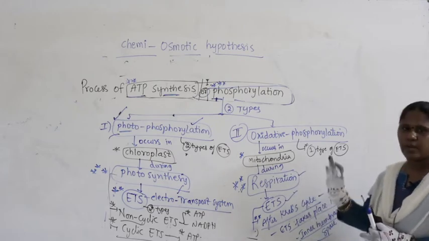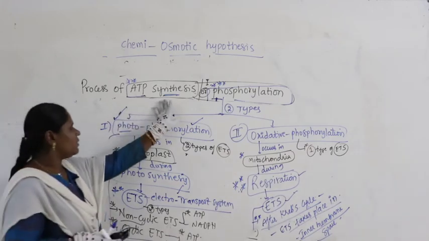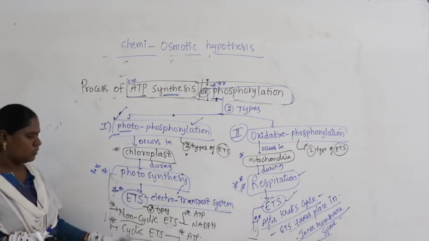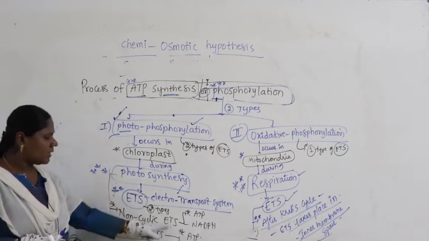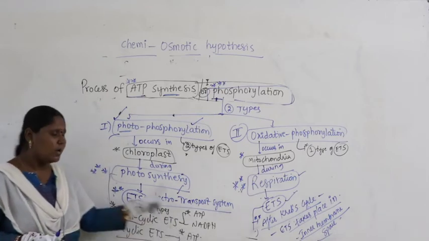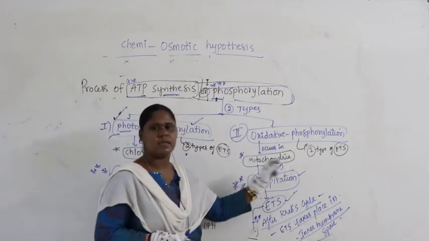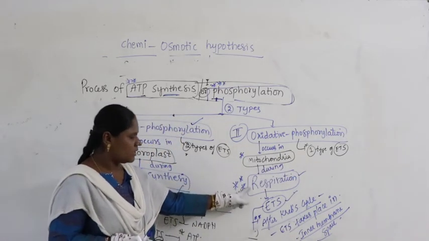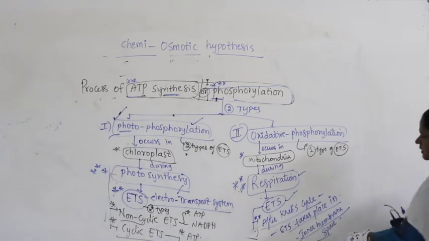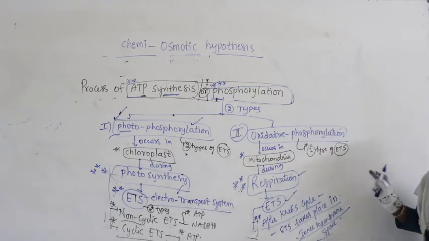So now this part is very important. As I told you, photophosphorylation occurs in the chloroplast during photosynthesis. Here two types are there. Non-cyclic electron transport, where two energy sources are produced, ATP and NADPH, whereas in cyclic it is only ATP. Coming to oxidative phosphorylation, it occurs in mitochondria during respiration. Here ETS occurs after the Krebs cycle, in the inner membrane space. That means here two types of ETS, here only one type of ETS.